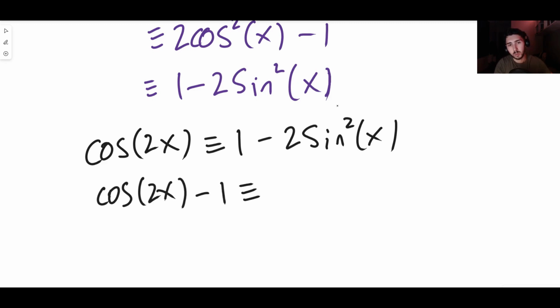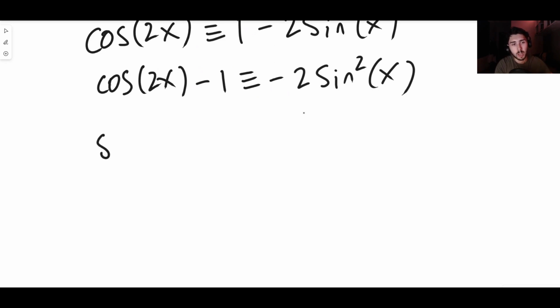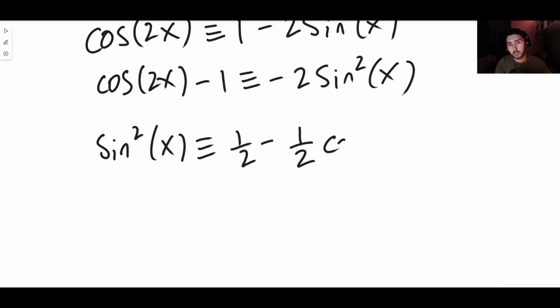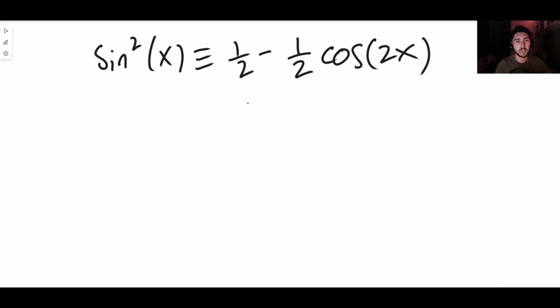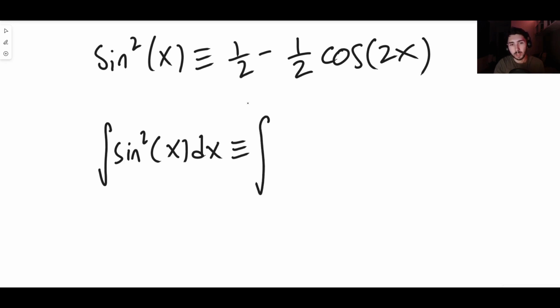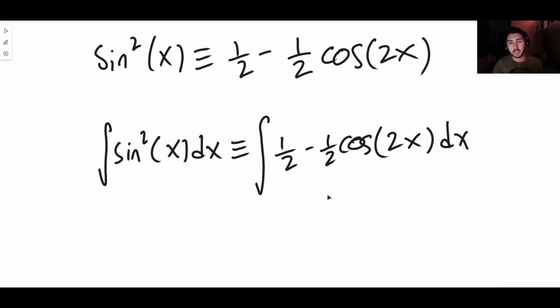which means that cos 2x minus 1 is identical to minus 2 sin² x, which means that sin² x, if we just divide both sides by minus 2, on its own is identical to a half minus a half cos 2x. That is sin² x. So if we want to integrate sin² x, we can just actually integrate what it's equivalent to, which is much easier to integrate, which is a half minus a half cos 2x. So let's just integrate this, because this will give us the same result. And this is easier to integrate.